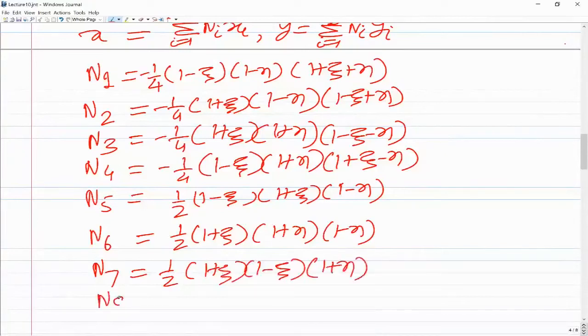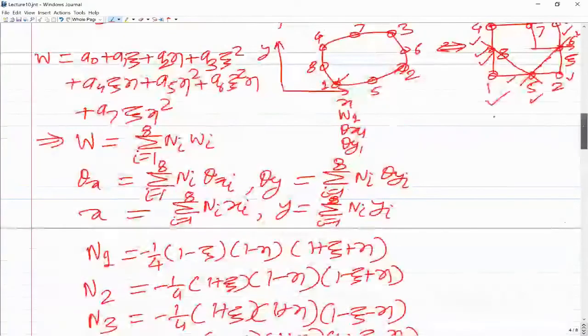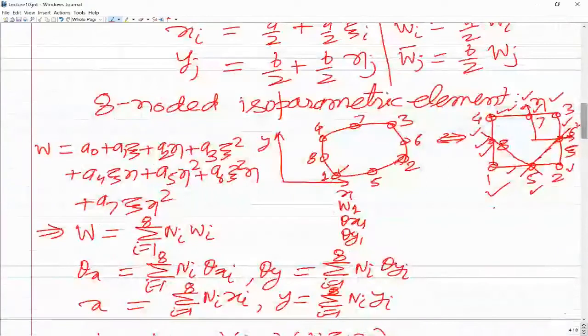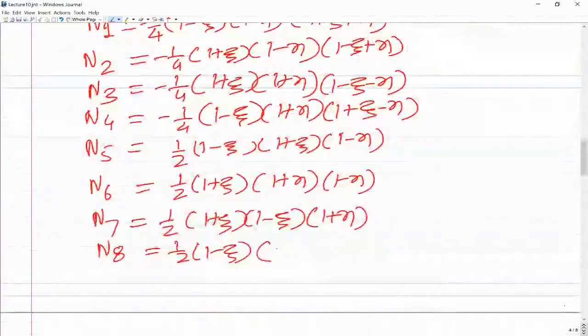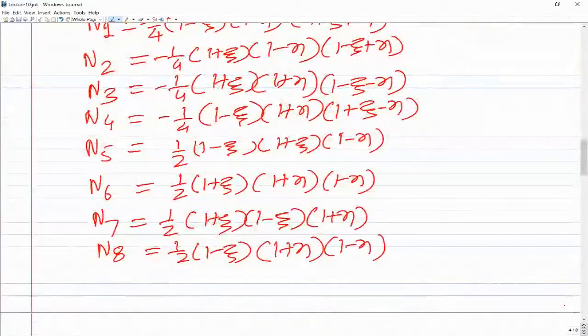And then n8 will be half. When you're looking at n8, it will be the equation of this line, this line, and this line. So you will have 1 minus xi, and then 1 plus eta, and 1 minus eta. At node 8, eta is 0 and xi is minus 1, so when you put that you get 2, so you divide it by 2 so that it is unity. So these are the shape functions for the 8 noded isoparametric element, n1 to n8.